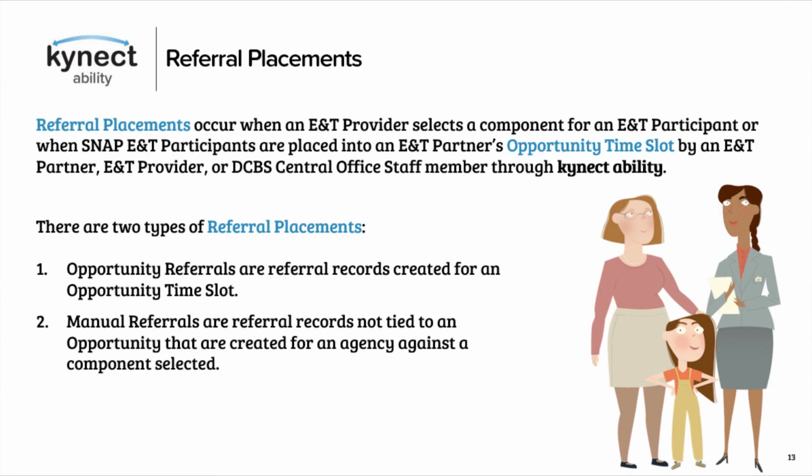Referral placements occur when SNAP E&T participants are placed into an opportunity's time slots to fulfill their participation in SNAP E&T. There are 2 types of referral placements. Opportunity referrals are referral records created for an opportunity time slot, and manual referrals are referral records not tied to an opportunity that are created for an agency against a component selected.